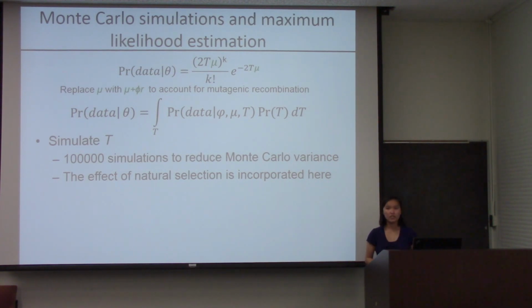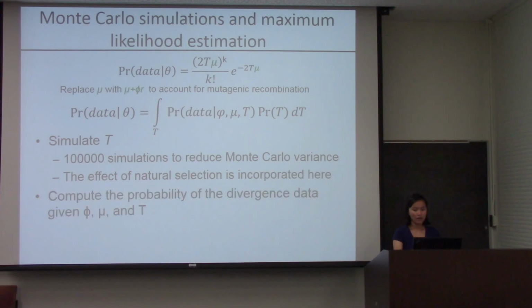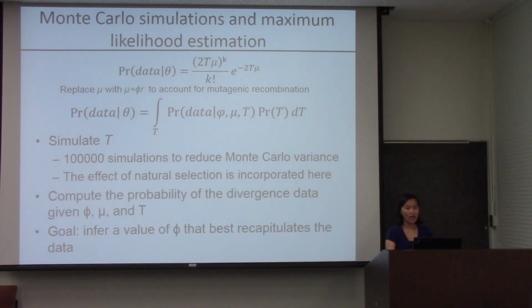And I mentioned that I want to correct for the confounding effect. So this is taken into account in this step here, when I simulate these genealogies. And then I compute the probability of the data given these parameters. And again, just to emphasize, the goal is to infer the specific value of phi that can best recapitulate the data.